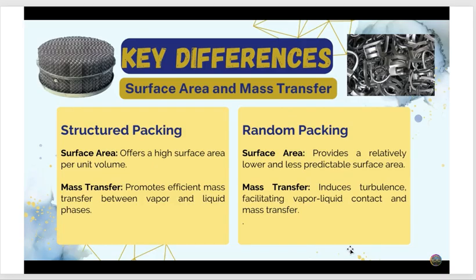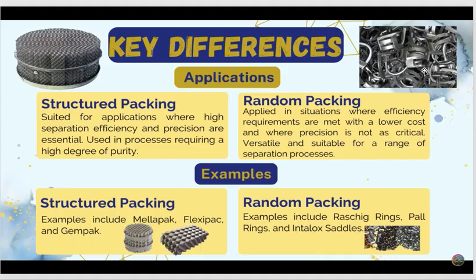The mass transfer, you have to consider: structured packing promotes efficient mass transfer between vapor and liquid phase, but the random packing induces turbulence, facilitating vapor liquid contact and mass transfer. So if you want to make a good mixing, if you want to make turbulent flow, you have to choose the random packing. Structured packing examples are clear, like Mellapak like this or Flexipac like this. Random packing, as we mentioned before, Raschig ring, Intalox and Pall ring and something like that.